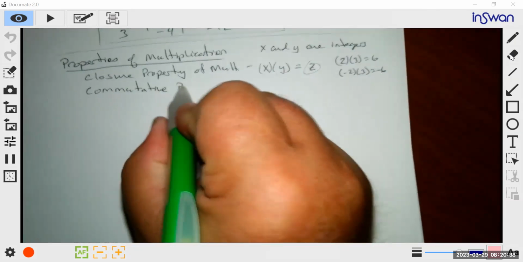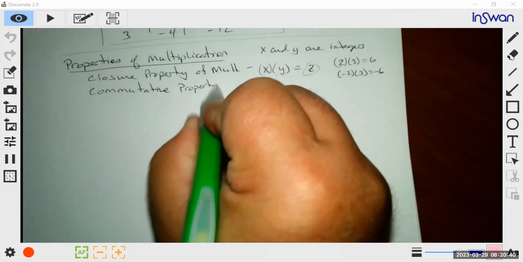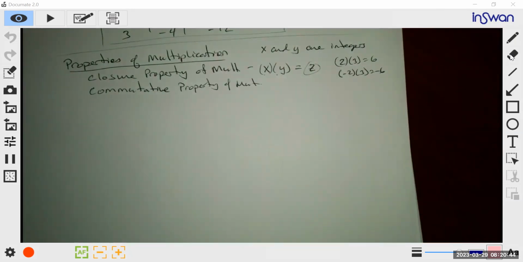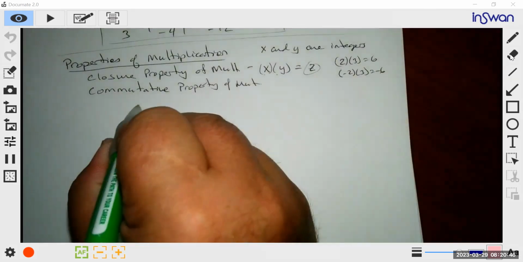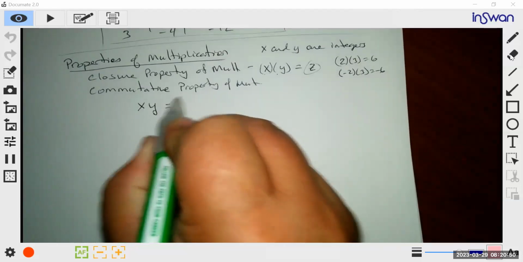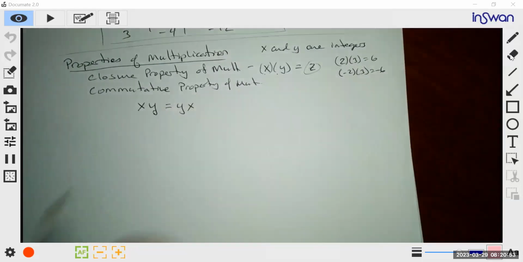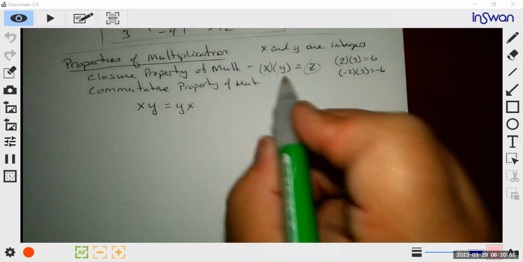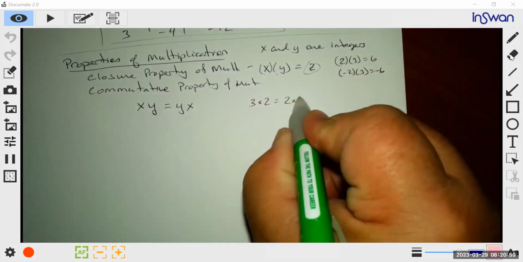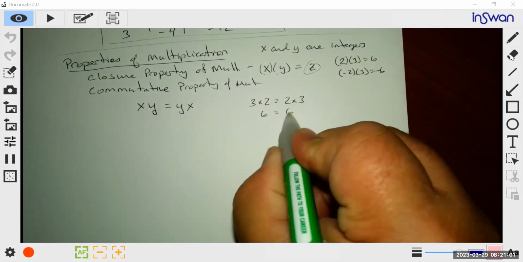The next one is the commutative property of multiplication. What this one says is if I take two numbers and multiply them together, it doesn't matter in which order I put them. 3 times 2 is the same thing as 2 times 3. They both equal 6.